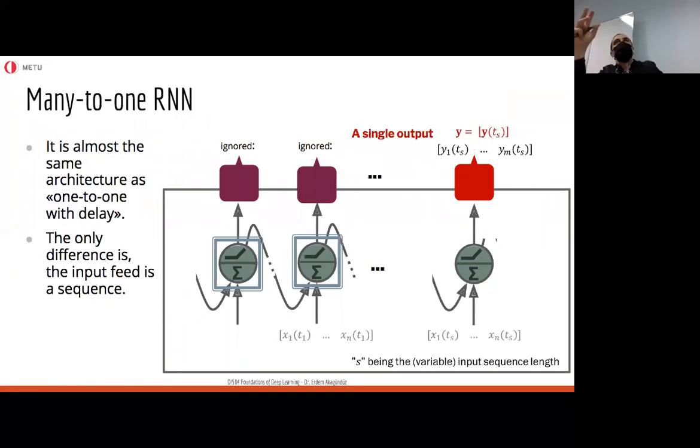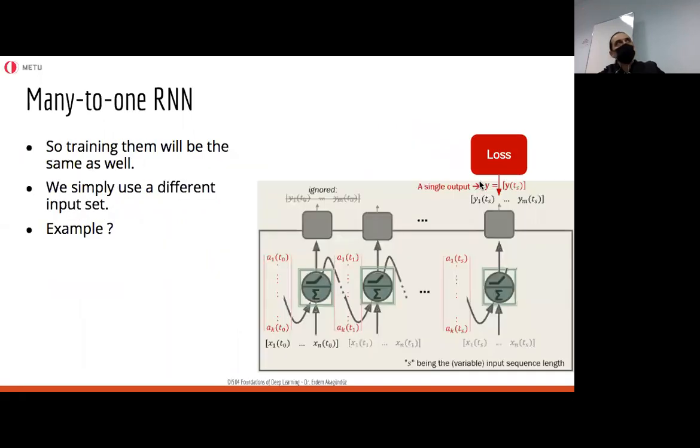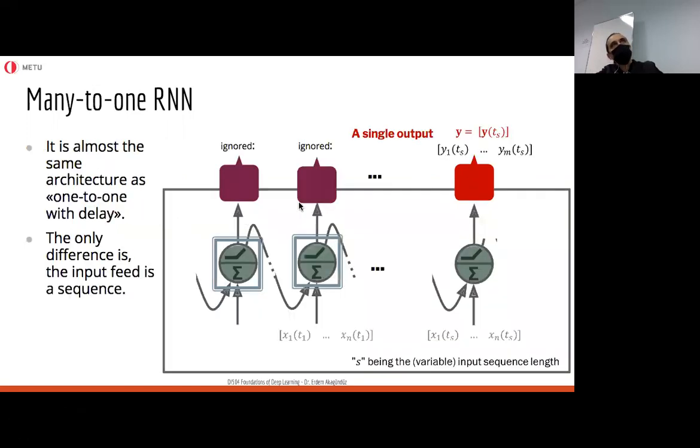We are trying to understand recurrent models as computational graphs unrolled in time. So many-to-one, it's almost the same architecture as one-to-one, but the thing is, you are not feeding the same input. It is many input, many output, one, IO, input, output. You're feeding different inputs. Since it's one output, you are ignoring these. Ignoring this means you are not using the loss of these guys during training. Only the last one. So training them will be the same as one-to-one with delay problem.